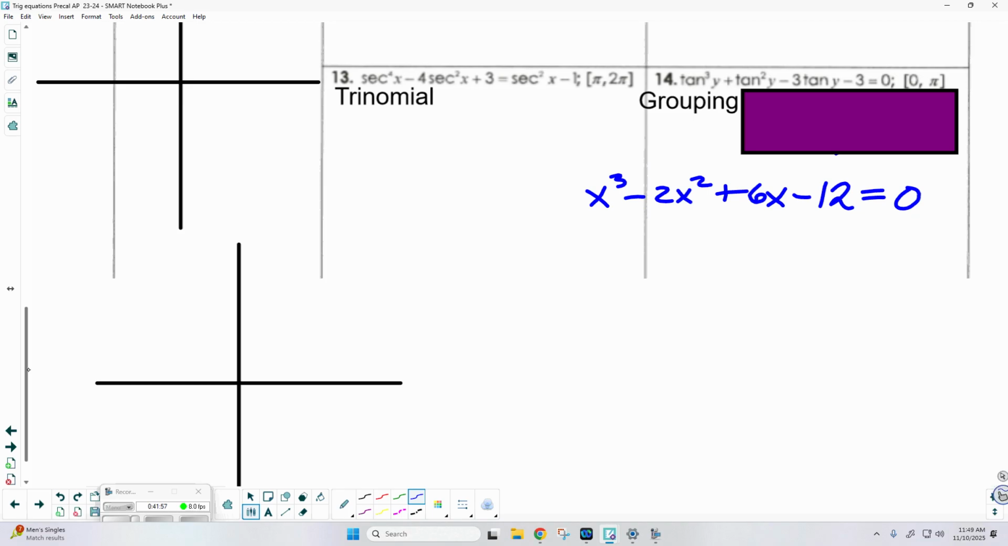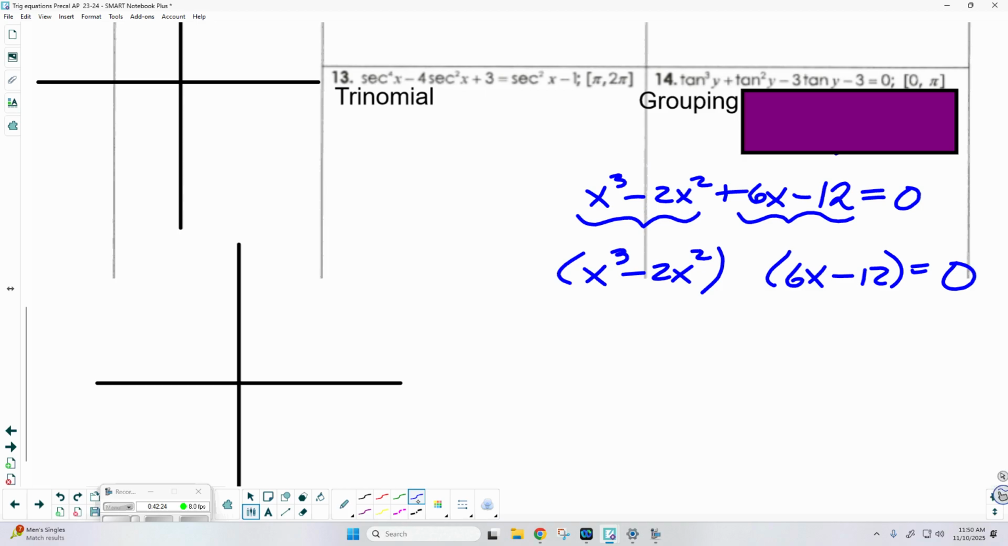Okay, so let's say I've got x cubed minus 2x squared plus 6x minus 12. There's no GCF to all 4. Okay, so that's where we go to grouping. So what this means is I'm going to take the first 2 terms and I'm going to put them in parentheses or group them. Okay, then I'm going to take the last 2 and I'm going to put them in parentheses.